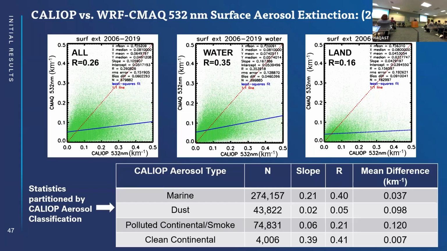When we break that up between water and land, though, we do start seeing a difference, where we see a better relationship over water than over land. I didn't show all the other plots we have for these Calypso aerosol types, but we wanted to look at when we break this up into aerosol classification from Calypso. Not surprisingly, for marine we see a better relationship because that's only going to be over water, but for dust and smoke, it doesn't look as great. And interestingly, we found the best relationship for our clean continental type, which is really what we consider our background aerosol essentially. We don't have a lot of it, but we do see the best relationship and a mean difference of around 0.007.